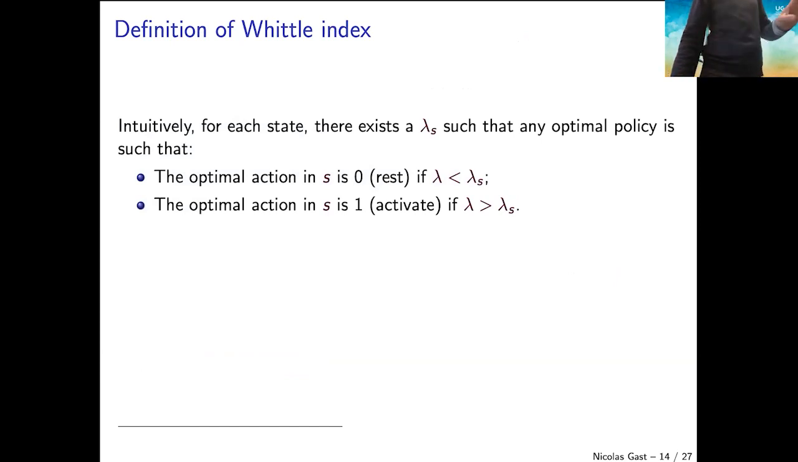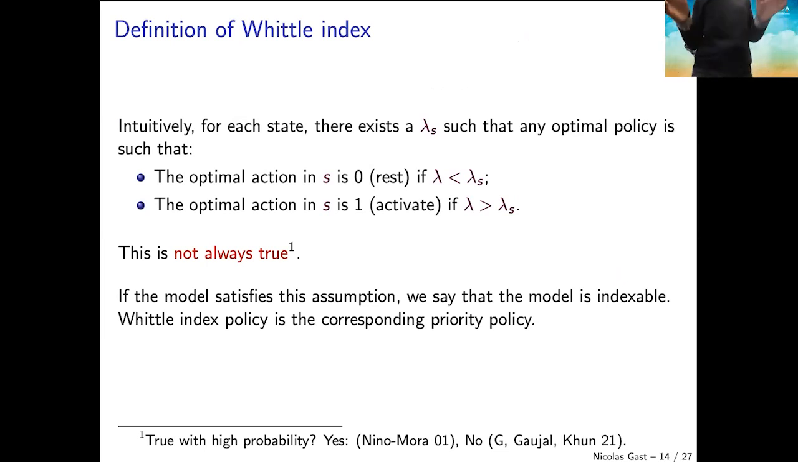Now, as I said, this definition was not completely formal because intuitively, when lambda is minus infinity, everything is blue, and at plus infinity, everything is white, meaning that probably there exists a place where you go from blue to white. In practice, this is not always true. When this is true, we say that the arm is indexable, when there exists a unique penalty lambda going from blue to white.